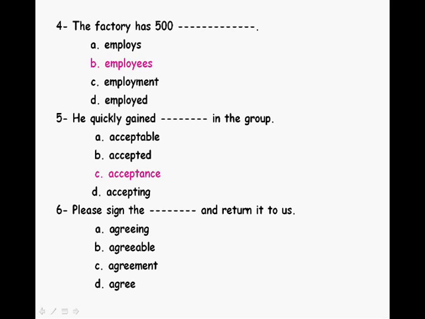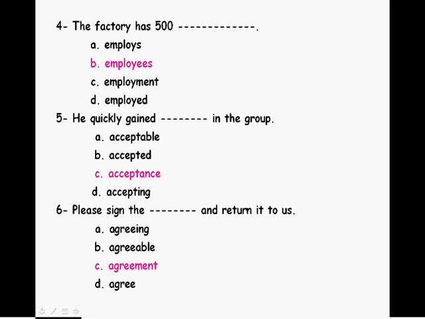Number 6. Please sign the and return it to us. A. Agreeing, B. Agreeable, C. Agreement, D. Agree. Again, which of these words is the noun? Remember the endings, okay? Perfect. Agreement, because we have here the suffix ment, which means that this word is the noun. So please sign the agreement and return it to us.